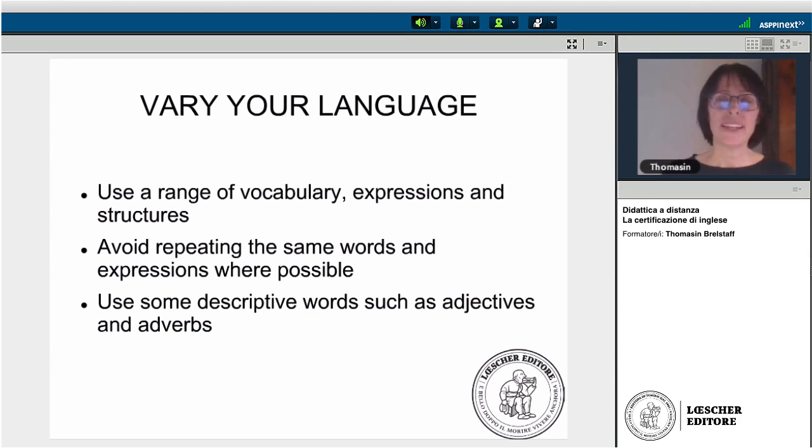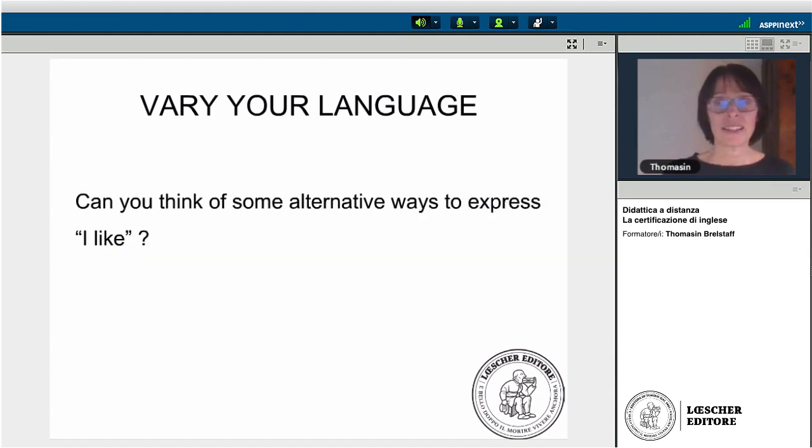For example, in emails, we're often asked to write about our likes and dislikes. And sometimes students can repeat many times, I like, I don't like. Can you think of some alternative ways to express the idea, I like? Would you like to type your ideas into the chat box?